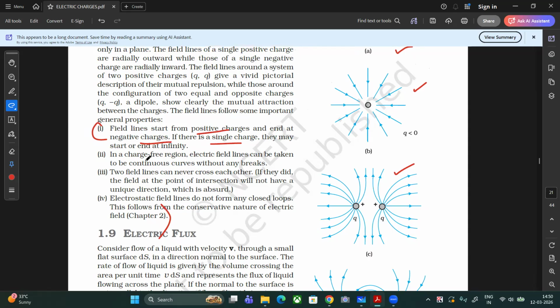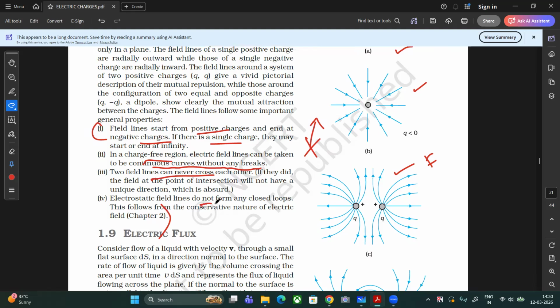In a charge-free region, the electric field lines can be taken to be continuous curves without any breaks. We see the electric field lines don't have any breaks; the force is continuous and does not break in between. And two field lines never cross each other. If they crossed, it would form a resultant vector showing another direction, but here the directions are defined. So they do not intersect each other.